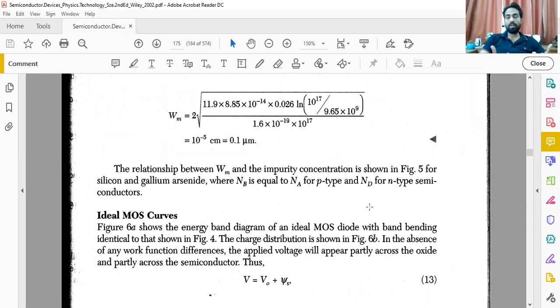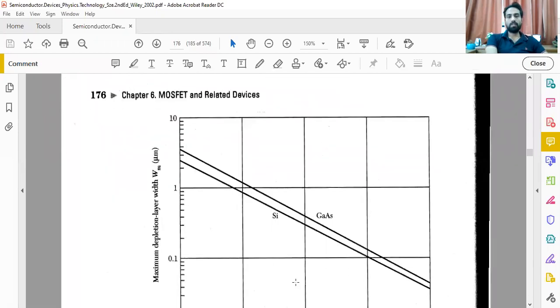We already talked about how, under equilibrium, the work functions are equal to each other and there is no difference in the work function. The same thing we are taking. In the absence of any work function difference, the applied voltage will appear partly across the oxide and partly across the semiconductor. This is the equilibrium. So V is simply V naught plus.